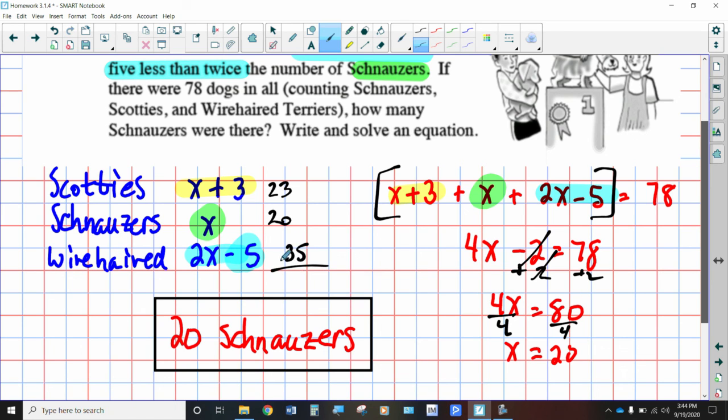You want to go through this process because you need to figure out if this is the right answer. And the only way we'll know there were 20 Schnauzers is if 23 plus 20 plus 35 adds up to 78. So let's check that. You get an 8 here. 4, 5, 6, 7. Yes, it does. So we can declare how many Schnauzers were there? There were 20 Schnauzers.